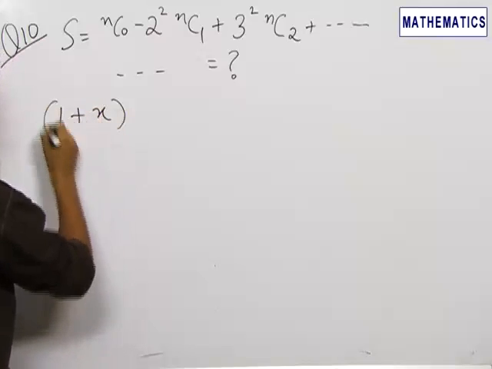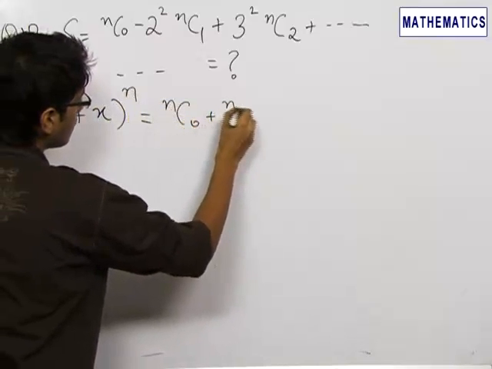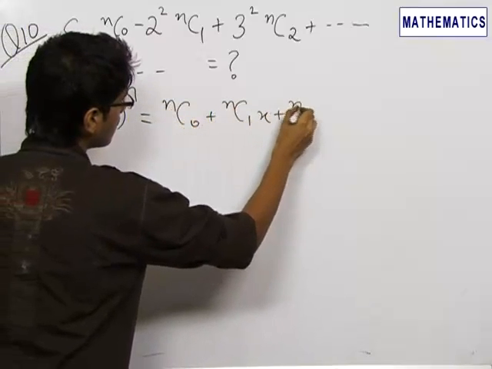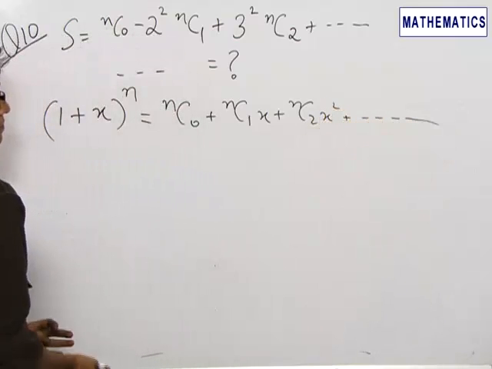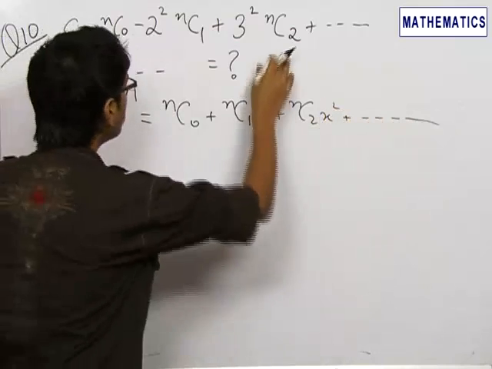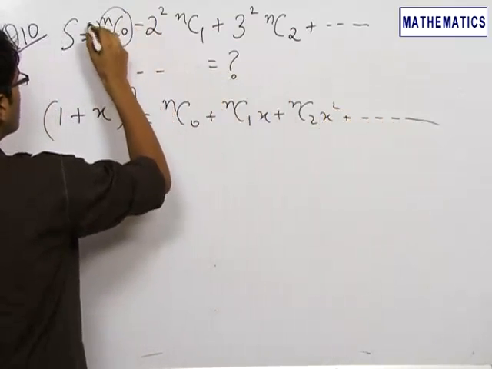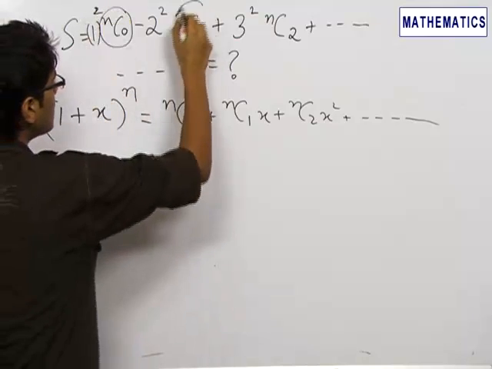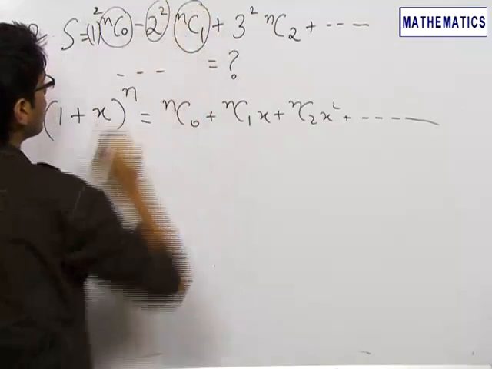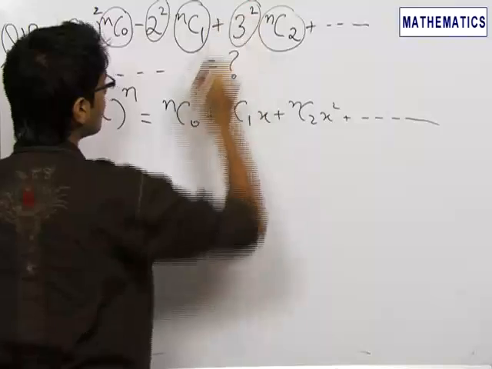simple expression of (1 plus x) power n is equal to nC0 plus nC1 x plus nC2 x square up till the last term. Now what we need to analyze is that this nC0 has 1 whole square along with it. This nC1 has 2 square along with it with a negative sign. This nC2 has 3 square along with it.